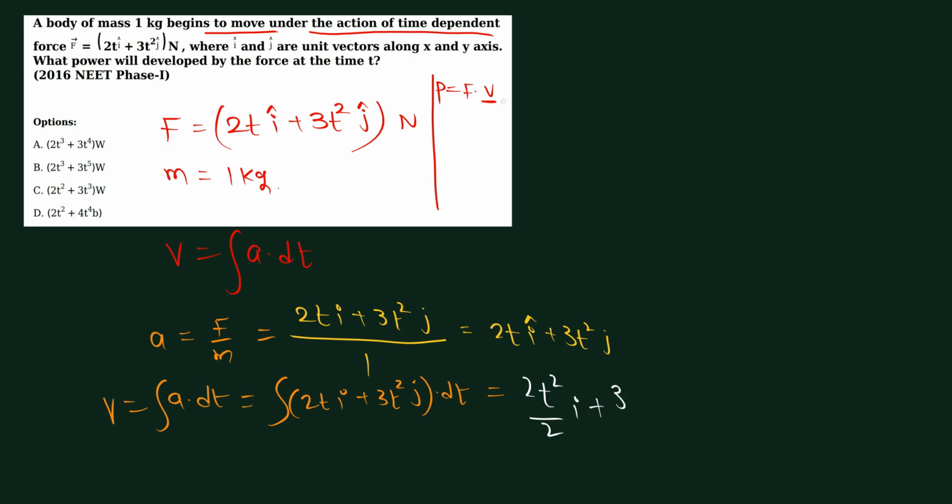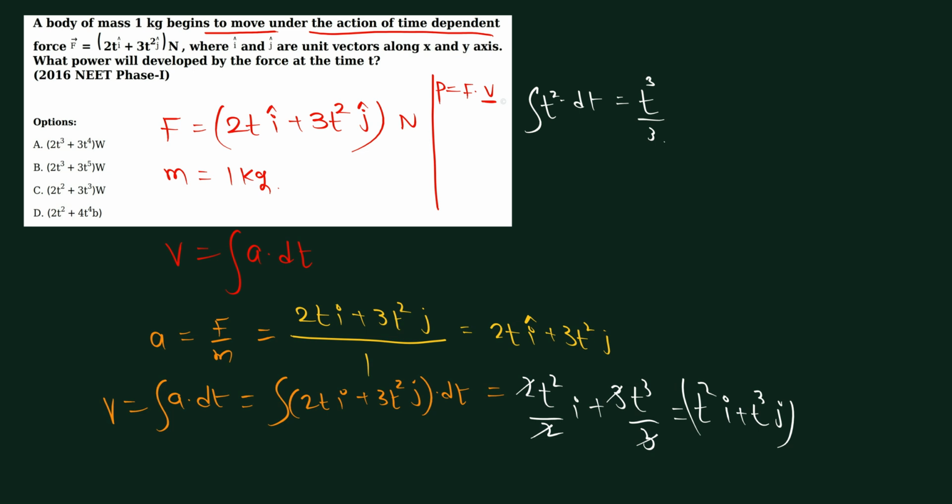Okay, to integrate t square into dt, what is the formula? Integration of t square into dt is t power 2 plus 1 by 2 plus 1. That is how much? T power 2 plus 1 is 3. T power 3 by 3. Okay, so where 2 gets cancelled here, 3 gets cancelled. So answer is t square i plus t cube j. This is the velocity vector, right?